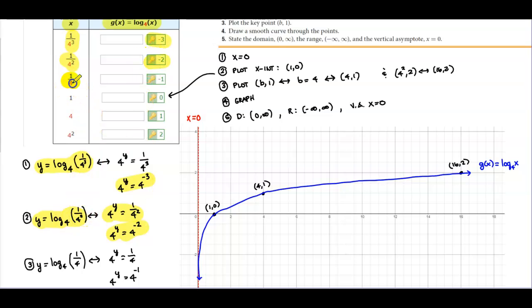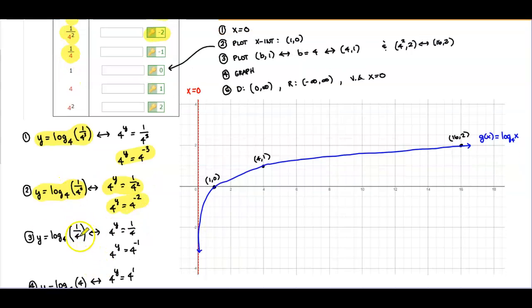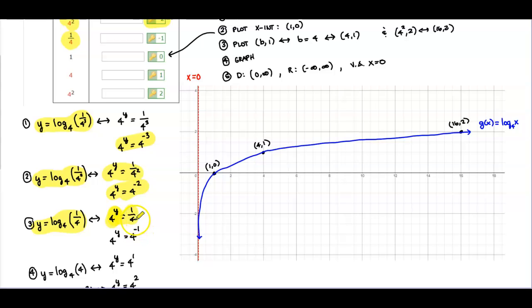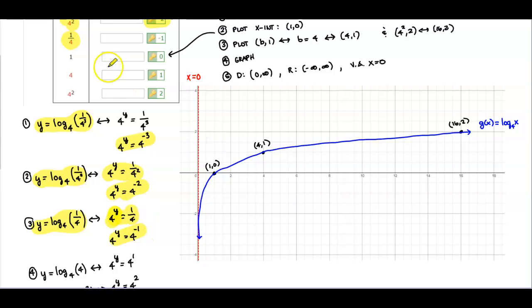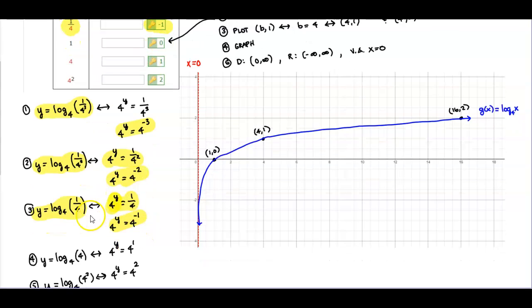Next, we're going to put in the value of 1/4. So we're going to put in 1/4 for the value of x, and then here's our logarithmic equation, and then we translate the logarithmic equation to an exponential equation. So y is the exponent on base 4 to get 1/4. Now, rewriting that as a negative exponent, we get 4 to the y, which is equal to 4 to the -1. So -1 is that exponent. Next.